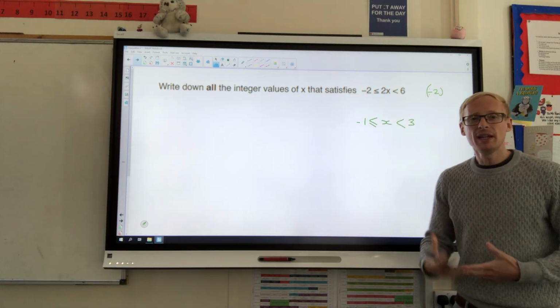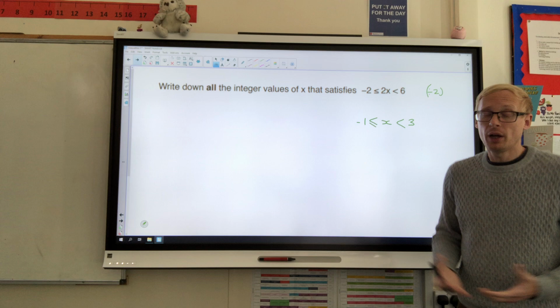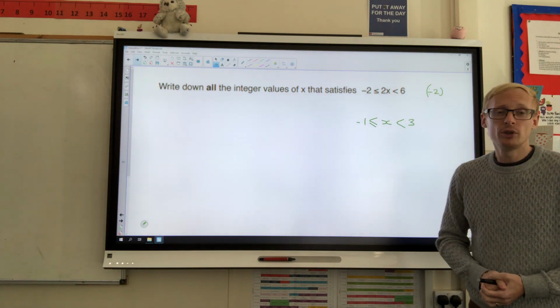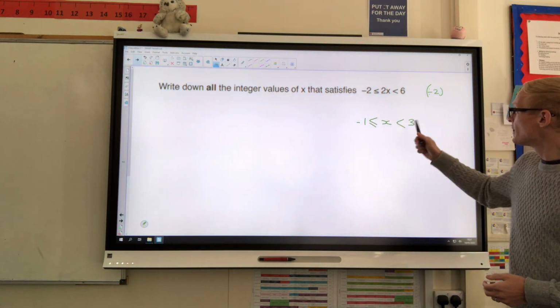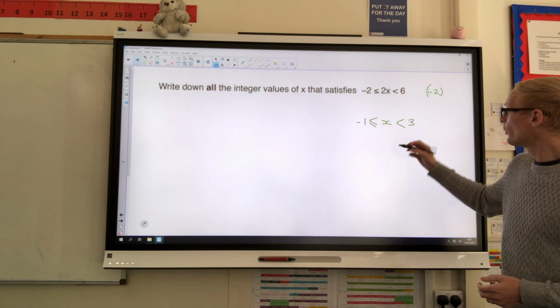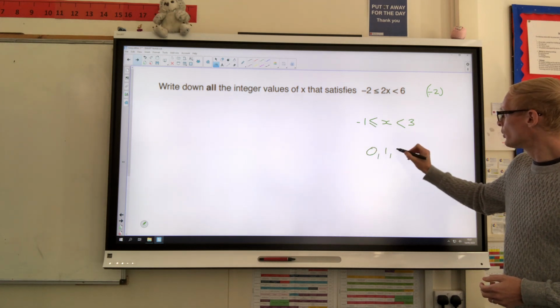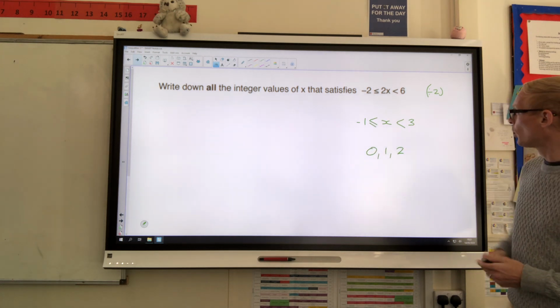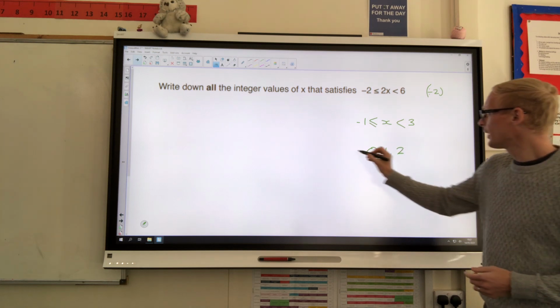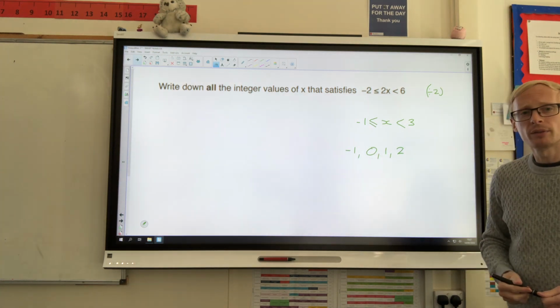So now that I've turned it into a normal inequality, I can just list the integers as I would do usually. So in between -1 and 3 is 0, 1 and 2. Check the ends of my inequality, no to 3, yes to -1, and that's your answer.